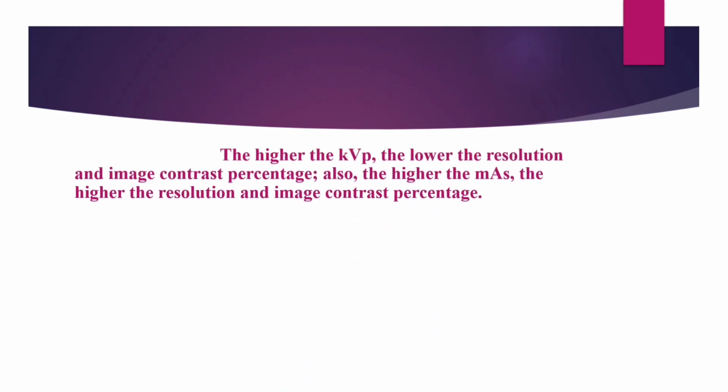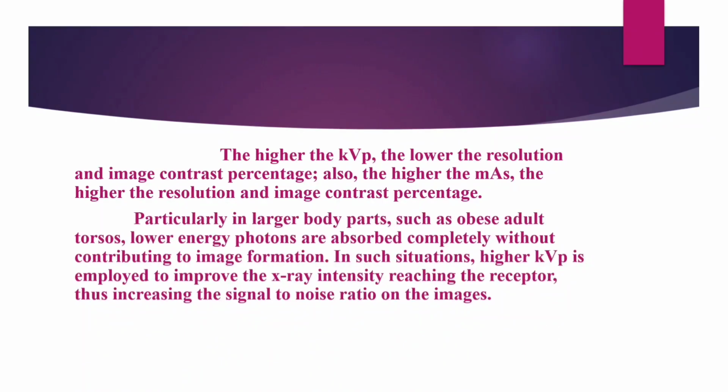Now let's see the explanation. The higher the kVp, that means the kilovolt peak, the lower the resolution and image contrast percentage, and also increase the mAs, the higher the resolution and image contrast percentage. Particularly in larger body parts such as obese adult torso. Torso means trunk. Low energy photons are absorbed completely without contributing to image formation. Means low energy photons will only increase the patient skin dose.